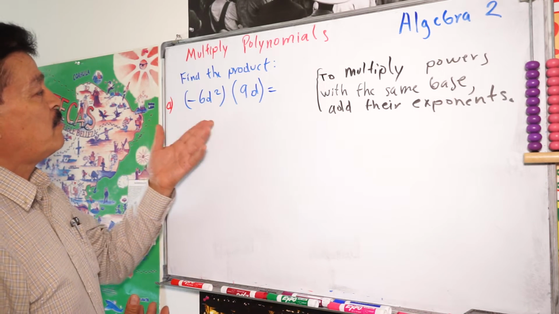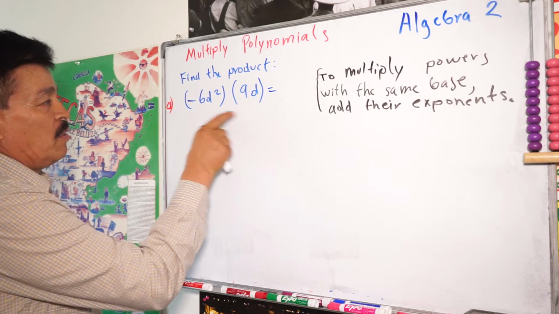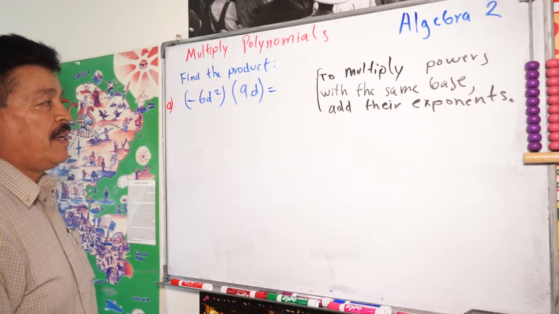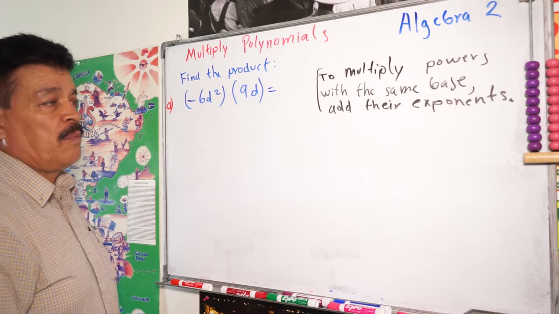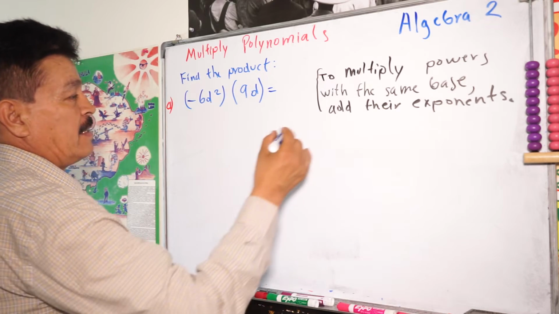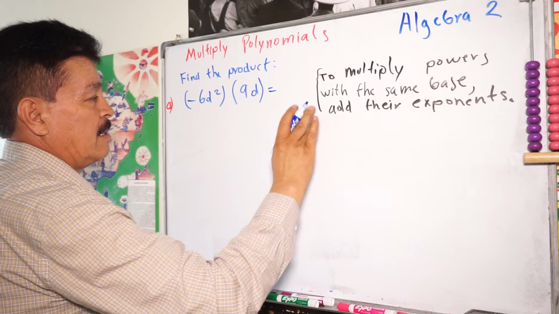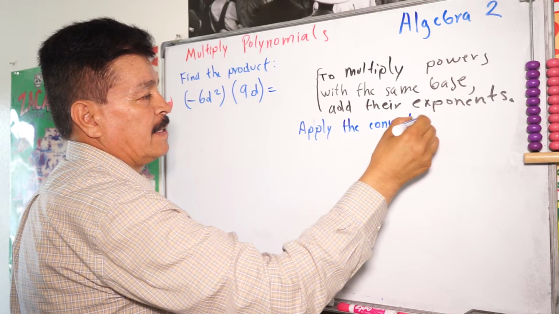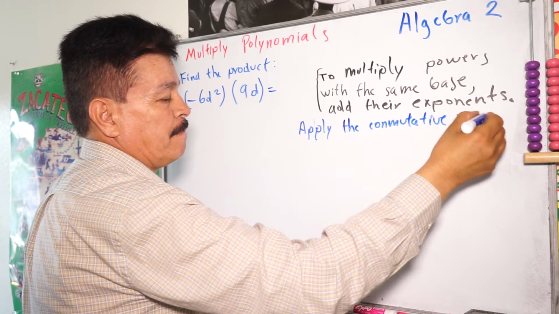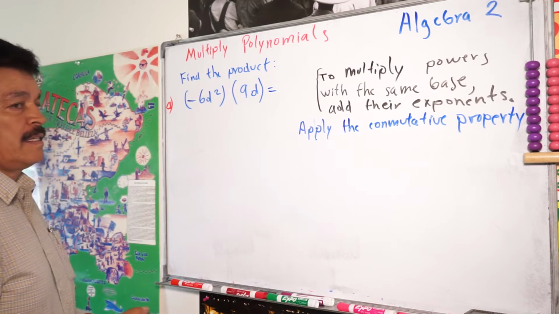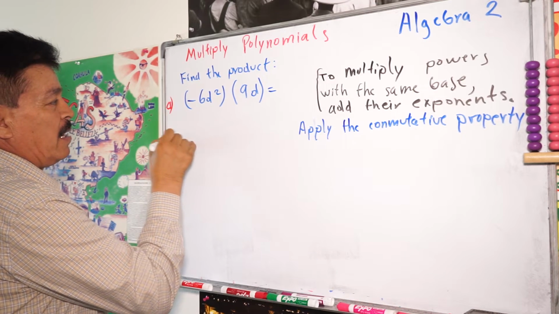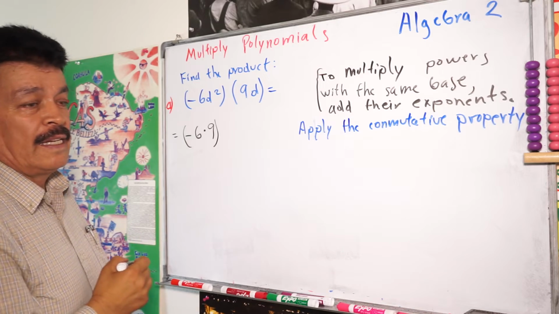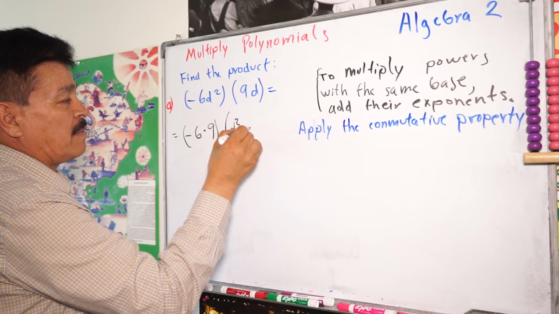The first, it's not polynomials, it's monomials, two monomials multiplied. So negative 6d to the second power times 9d. The first step here is apply the commutative property. It's gonna be in this way. So we are gonna have here negative 6 times 9, times d to the second power times d to the first power.